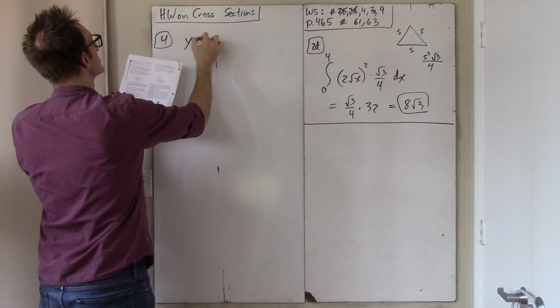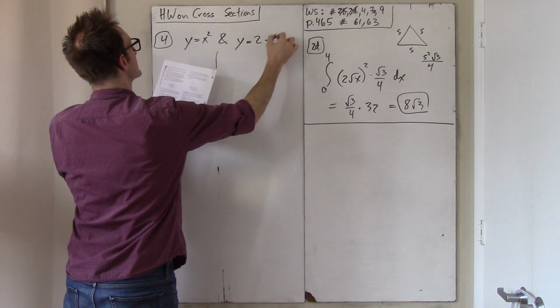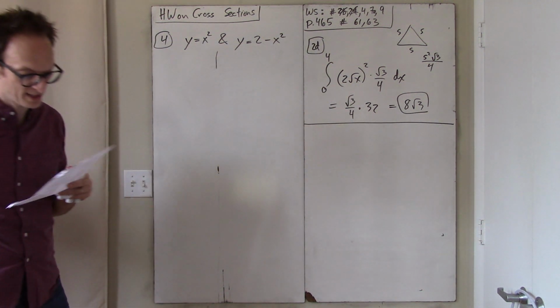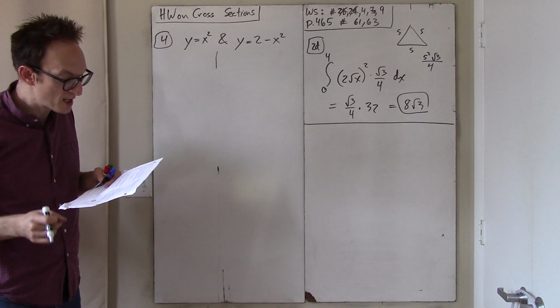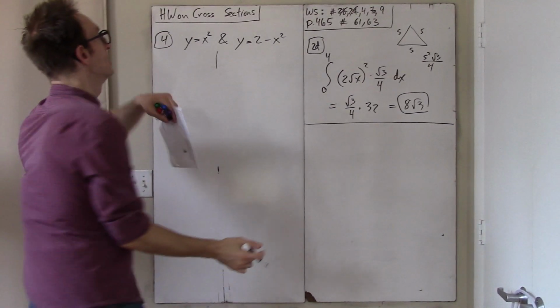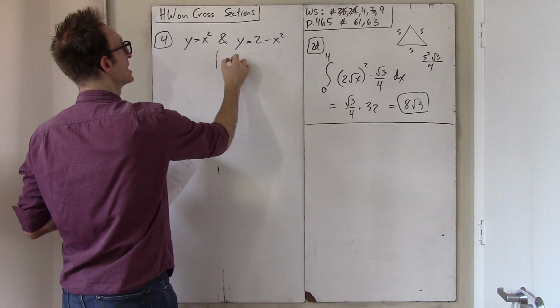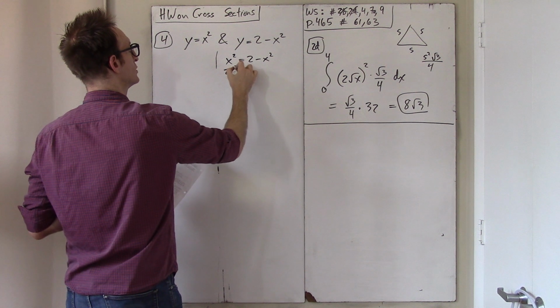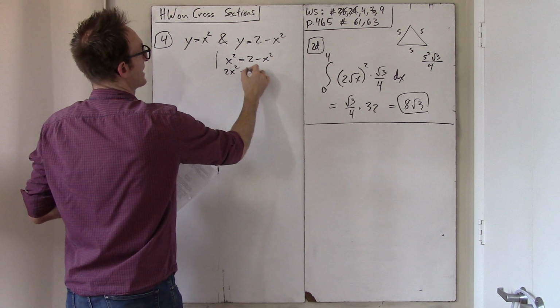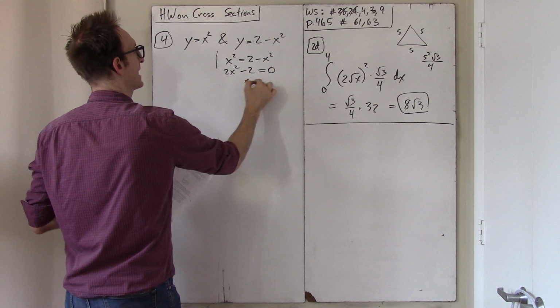We have y equals x squared, and we have y equals 2 minus x squared. The language of this worksheet I think is a little bit confusing, but it runs from one parabola to the other. Okay, let's graph these two parabolas. Well, first of all, where do these two parabolas intersect? When is x squared equal to 2 minus x squared? Answer: when 2x squared minus 2 is 0. So that's, okay, this is just kind of stupid. This is when x is plus or minus 1.